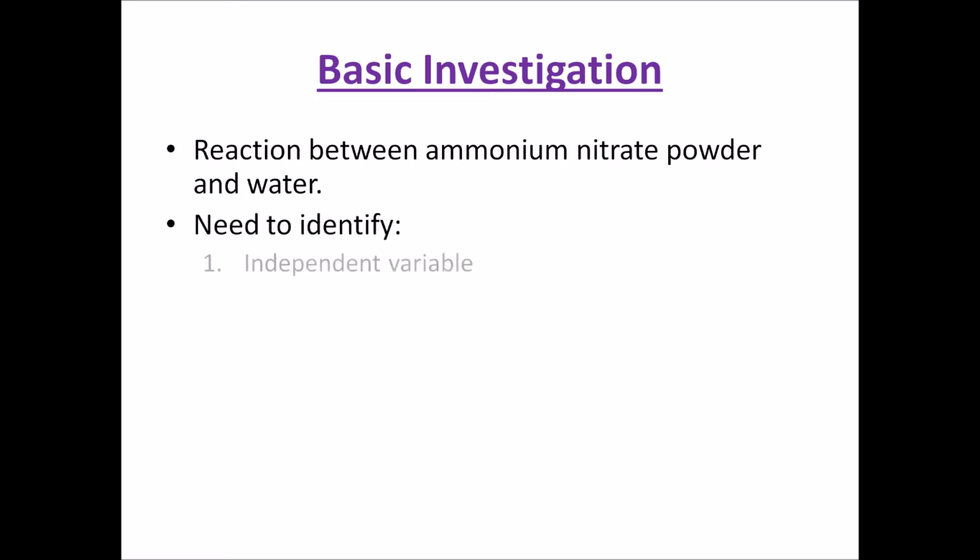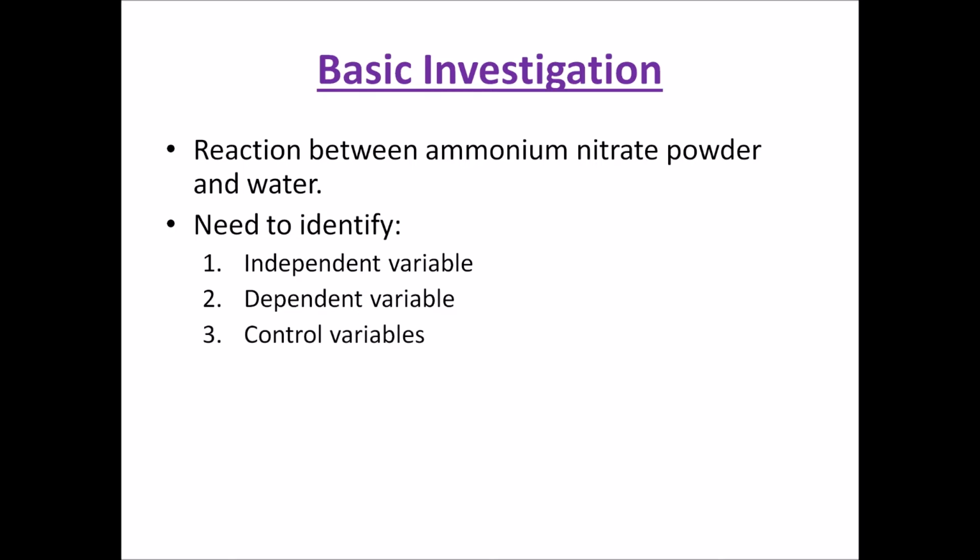What you need to do is identify an independent variable, the thing you're going to change, and the dependent variable, the thing you're going to measure, so that's the thing that's going to depend on the independent variable. So when you change the independent variable, what are you expecting to change? In this case, we're measuring energy changes, so we're expecting temperature changes. And we need to be able to identify some control variables and come up with a hypothesis.